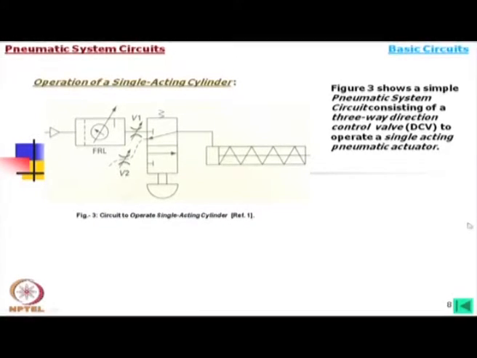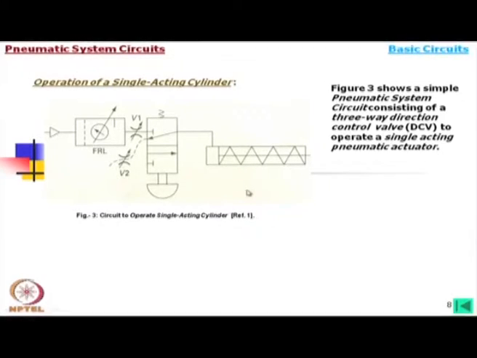Now, we shall come to the basic circuits. This is the operation of a single acting cylinder. Looking at this figure, you have to recognize such components. So, this is the cylinder. What type of cylinder is it? It is a single acting, and these triangles are nothing but a spring.